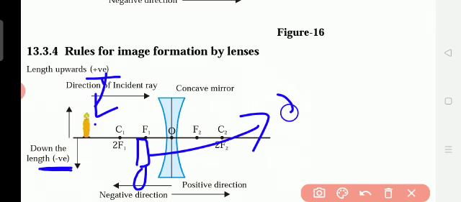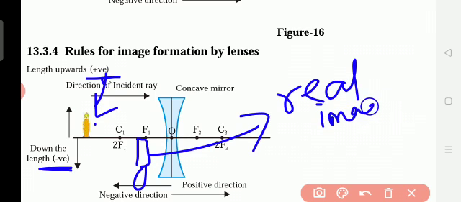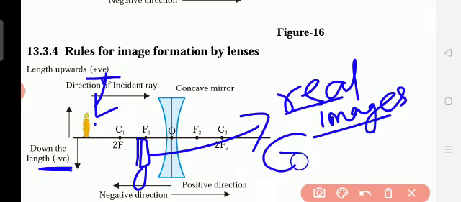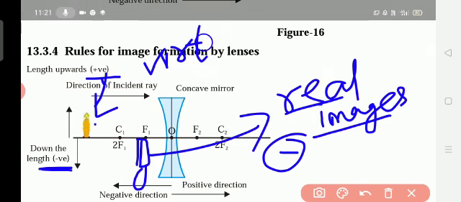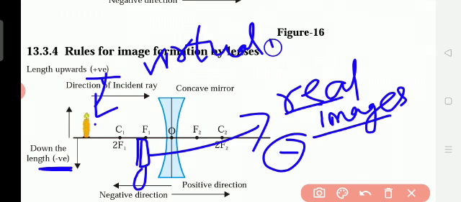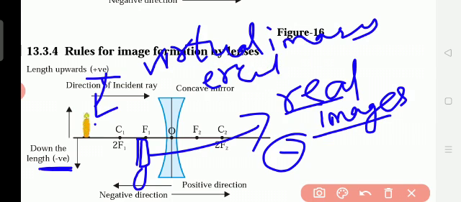These images, always upside down, are called real images, and here this one will always be negative. Virtual images are always positive. These are called virtual images. And another one, erect. Erect means straight. So this is the one.